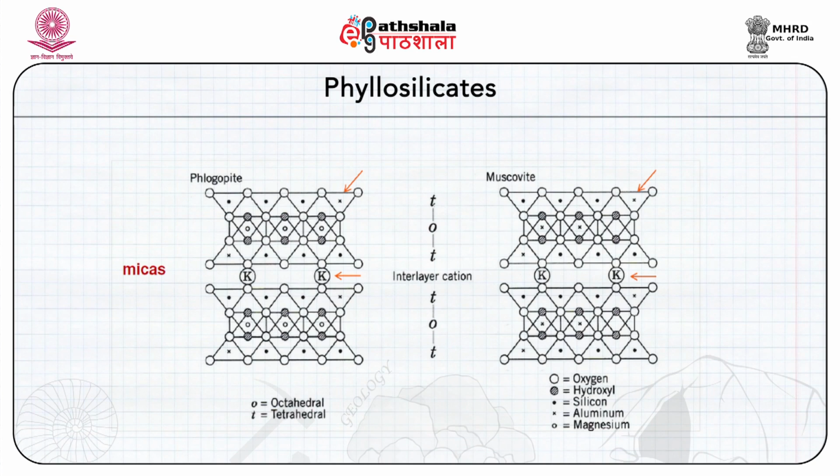In the dioctahedral TOT layer, the general formula is Al2(AlSi3O10)(OH)2, and for the trioctahedral TOT layer, the general formula is Mg3(AlSi3O10)(OH)2. The net negative charge of these layers is balanced by inserting monovalent cations such as potassium between the layers to form muscovite in case of dioctahedral variety, and phlogopite is the trioctahedral equivalent of this.